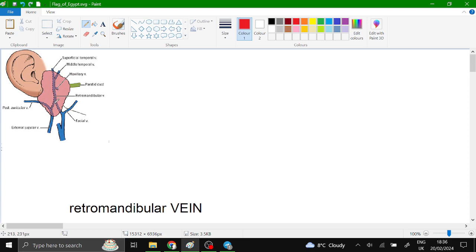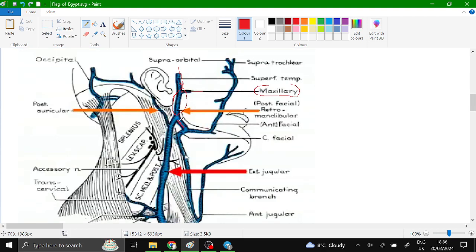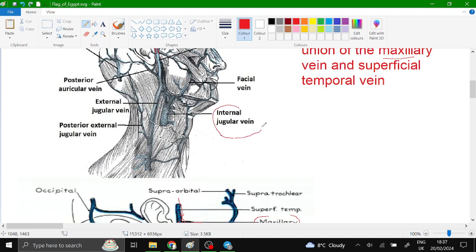and before it leaves the parotid gland, as you can see, before it leaves, it divides into two divisions, anterior and posterior division. The anterior division unites with the facial vein, and they both make what is called common facial vein, and the common facial vein will drain into the internal jugular vein.